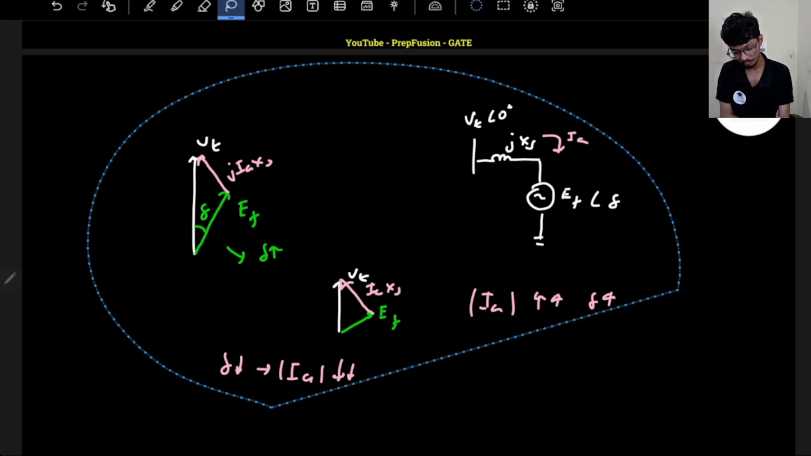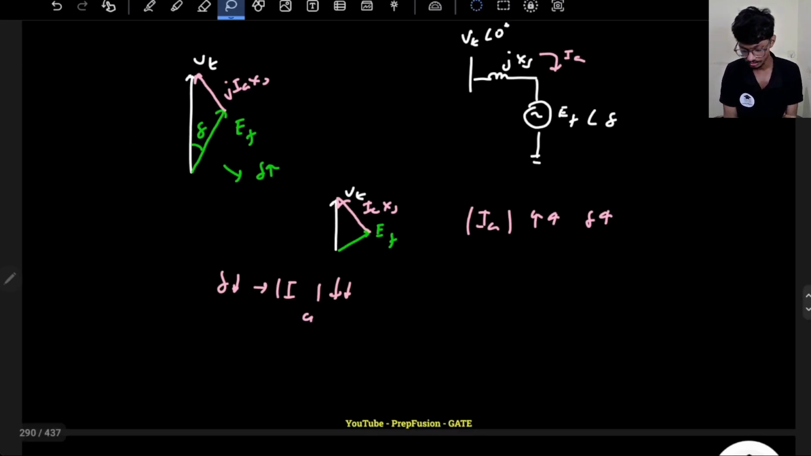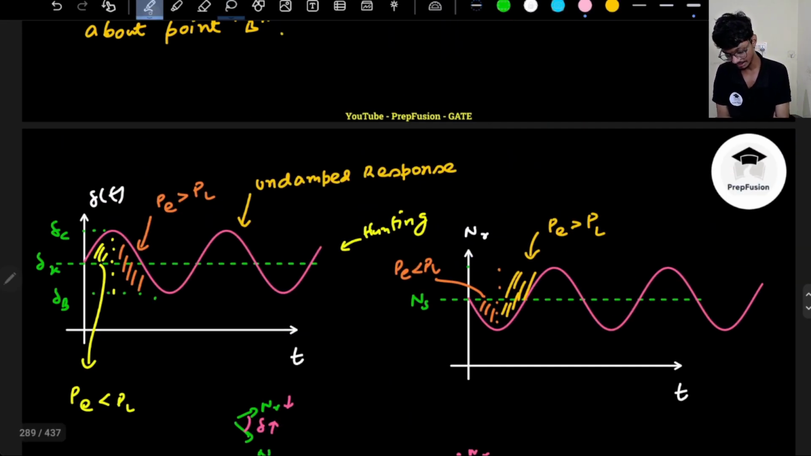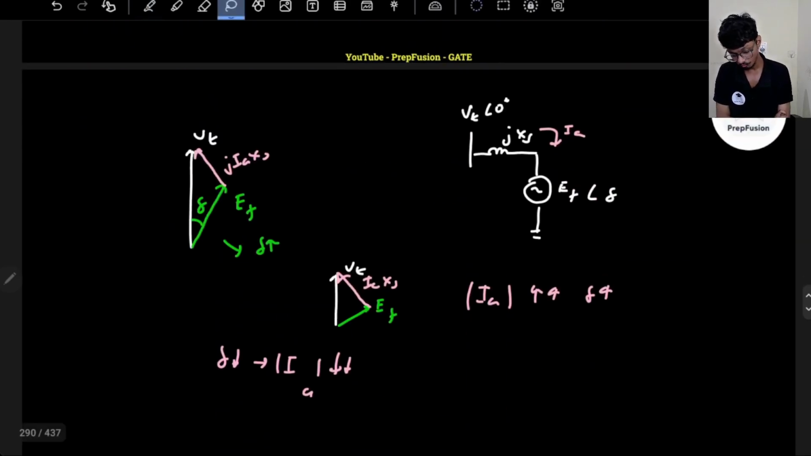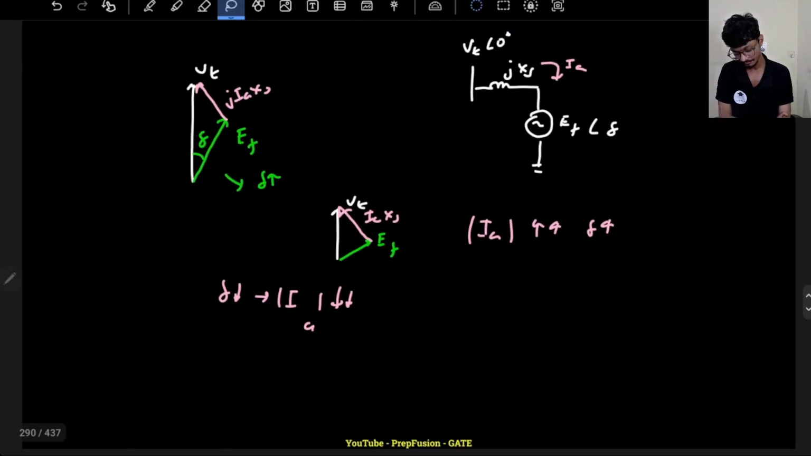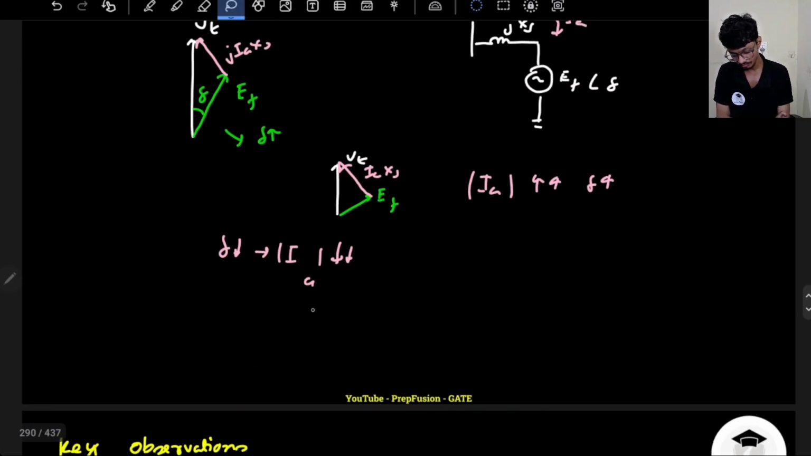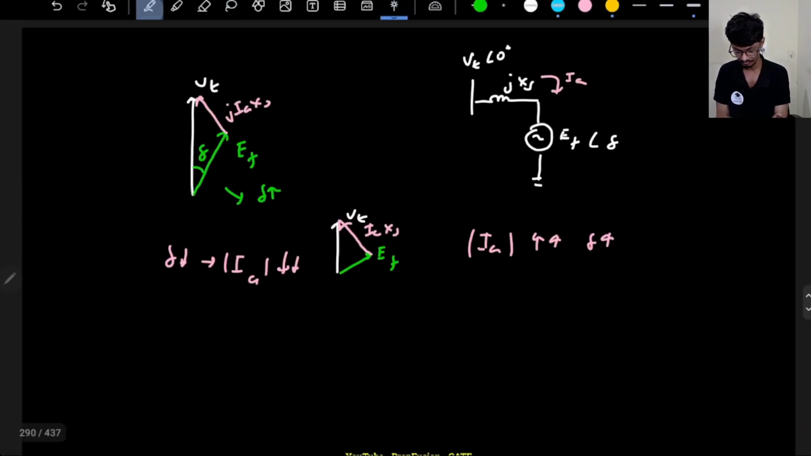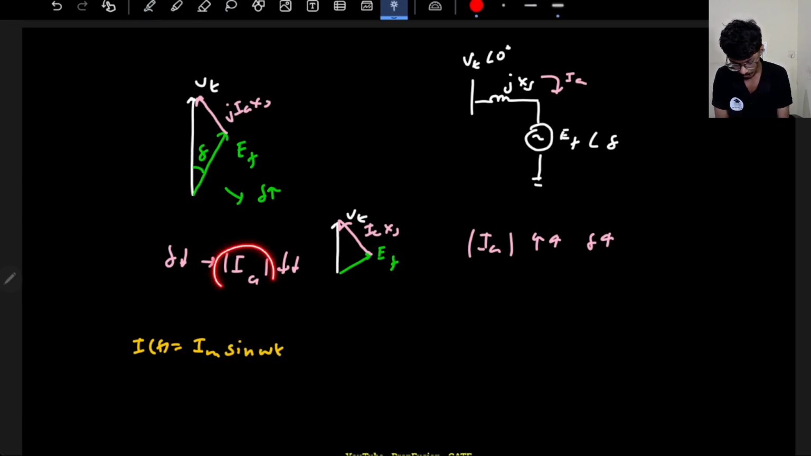So can you plot the current? These are the hunting plots. This will be very, very useful in GATE, one day they will ask. So one more thing we can plot is the current. For plotting the current, what I notice is if delta is increasing, the amplitude of current is increasing. What does amplitude of current mean basically? I know my current i(t) will be a sinusoid function, Im sin omega t. But the interesting fact is now my amplitude itself, that is Im, is also a function of time.